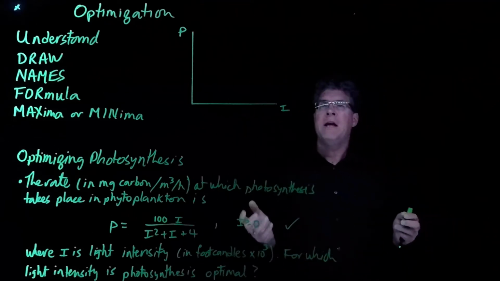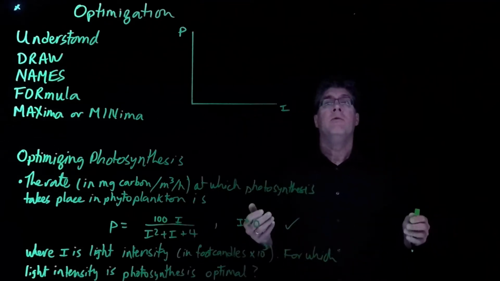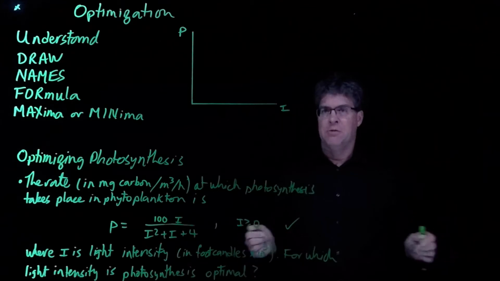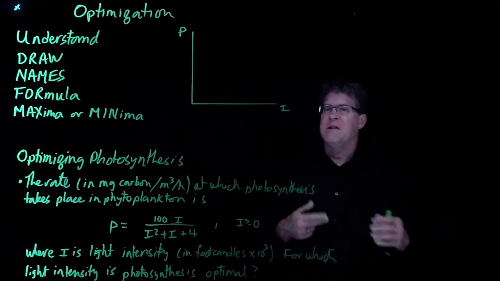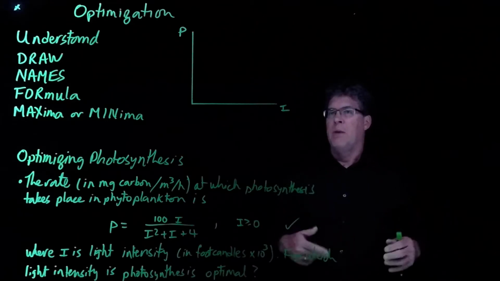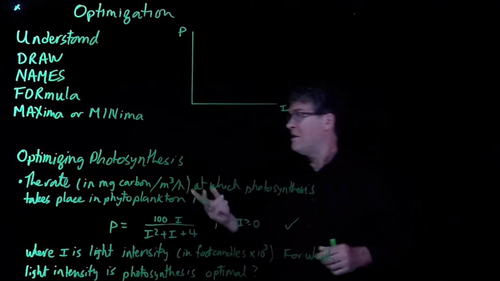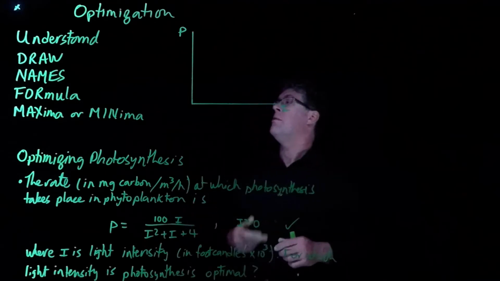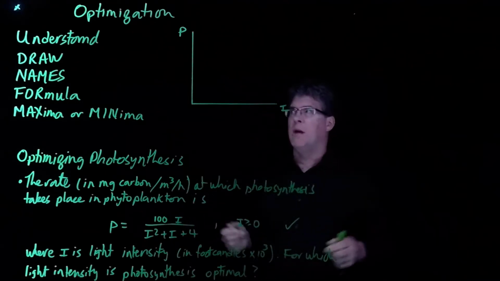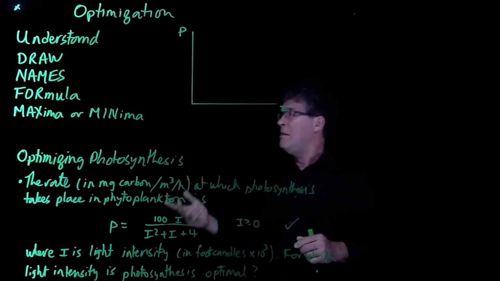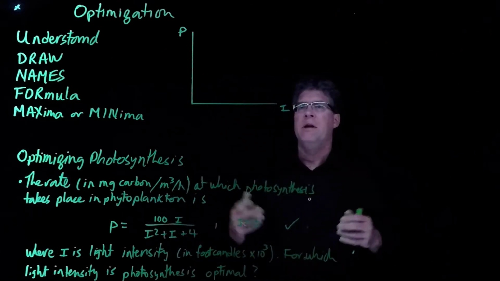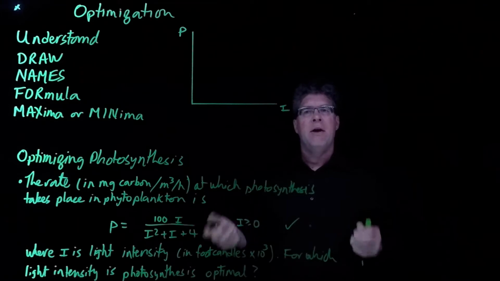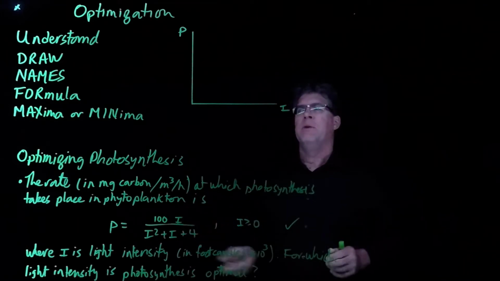Okay, so if we'd like to optimize a problem, there are a series of steps we need to go through. And they're given up here. We don't always go through every step, and it depends on the problem we're given. But we need to always understand the problem, and then we may want to draw a picture of the problem, and then give names to the variables in the problem, come up with a formula that we need to maximize or minimize, and then go ahead and take the max or the min.